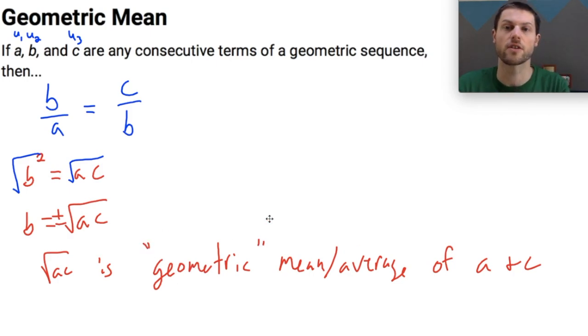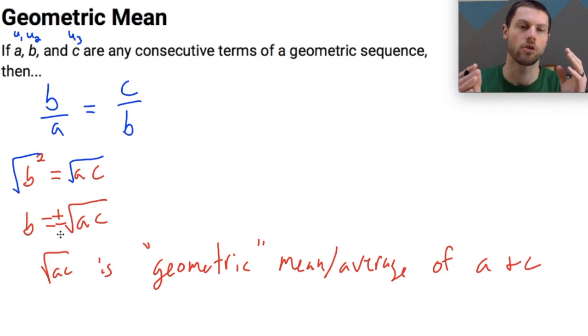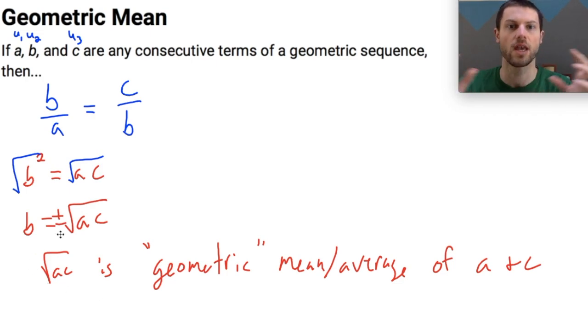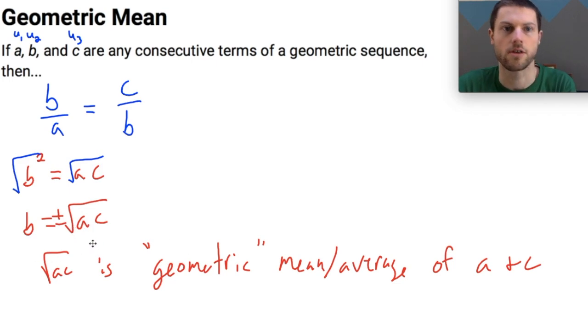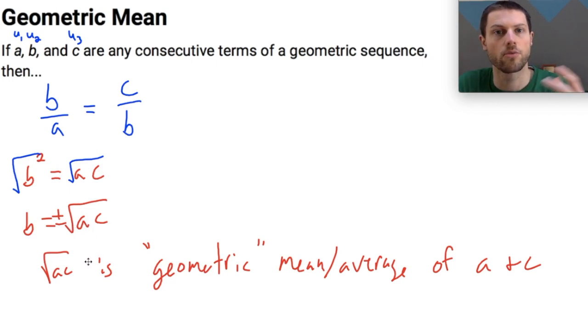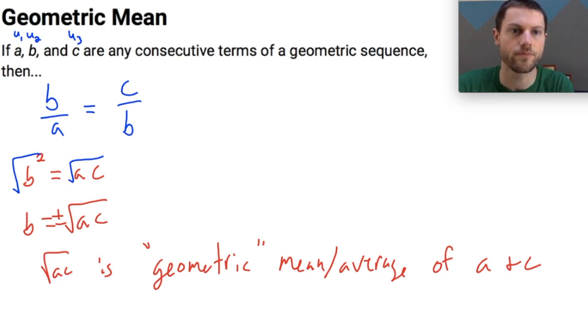Geometric mean is just a different type of mean. We are averaging not by adding and dividing, but rather by square rooting surrounding terms. So it's a different type of scaling than just adding up numbers and dividing. It's called the geometric mean or geometric average if I do something like this here. And this will be helpful later on down the road when we're trying to figure out missing terms of a sequence and things like that.